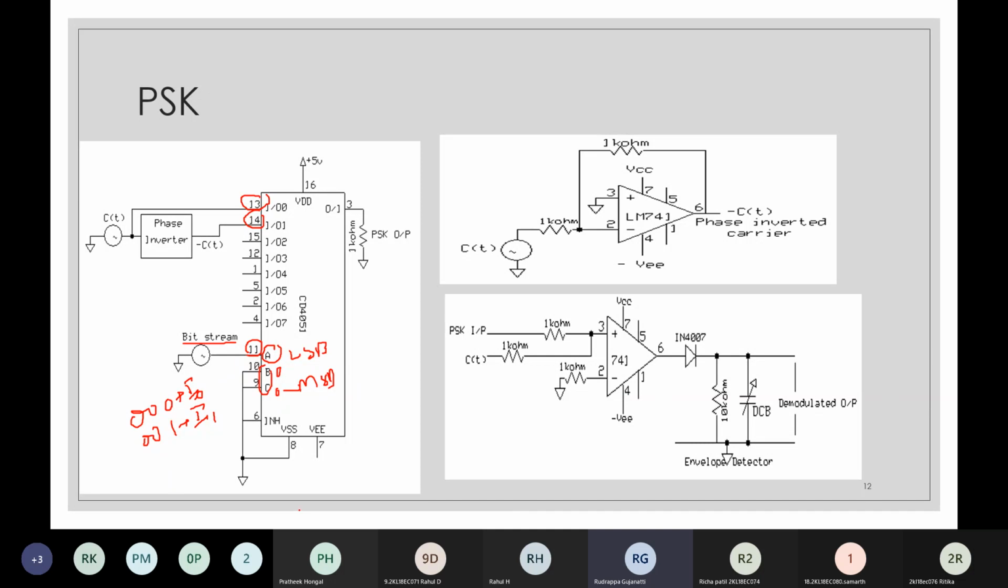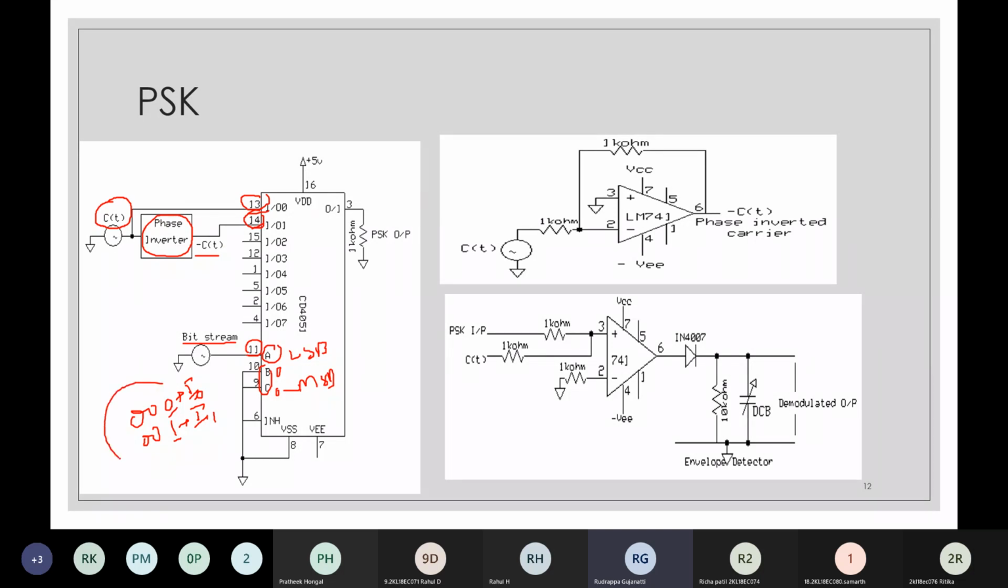Here, whenever data is 0, I0 is selected, and whenever data is 1, I1 is selected. That is pin number 14. Whatever input is there, that is selected. Now in this case, we consider a carrier signal and pass it through a phase inverter, which can be implemented using an op-amp. Once you phase invert that, you apply this phase inverter output to one of the pins and the carrier as it is to the other pin.